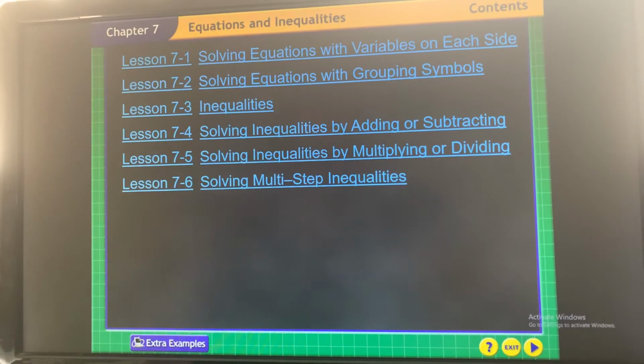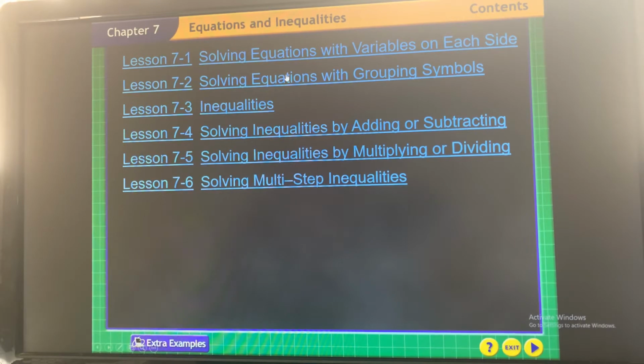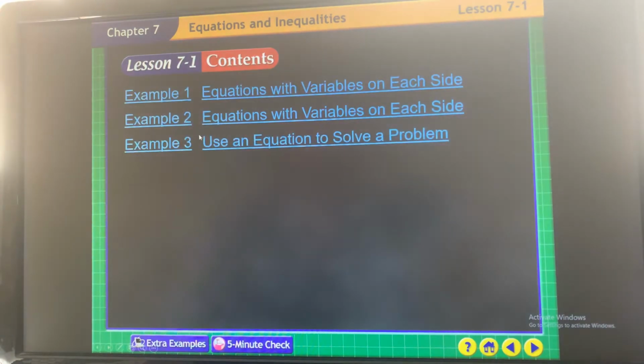All right, time to work through chapter 7. We're going to go back to solving equations, but this time we're going to solve equations with variables on both sides. We're going to solve equations with a distributive property, and then we're going to get into inequalities. So here we go, 7.1.